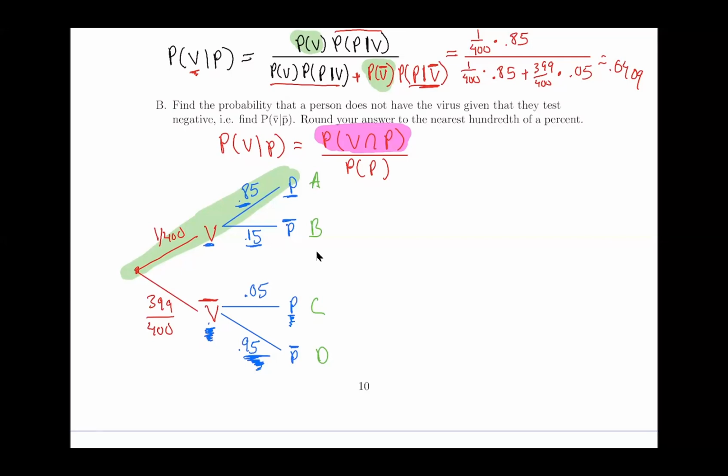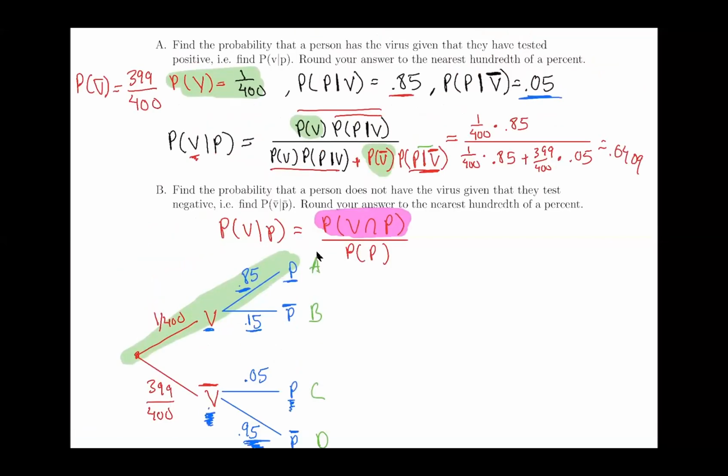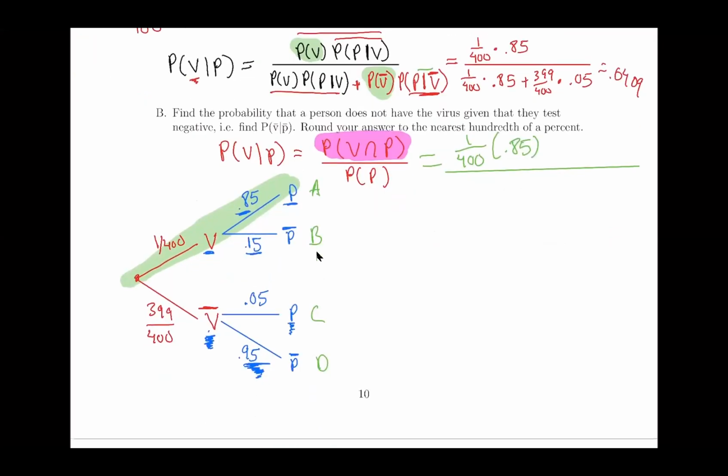So for the top, you put the probability that you have the virus, multiply by the probability you tested positive given you have the virus. All right, so that is what goes on top, the probability of V and P. Everybody good with that value on top? Okay. So now we're going to get this probability in the bottom.